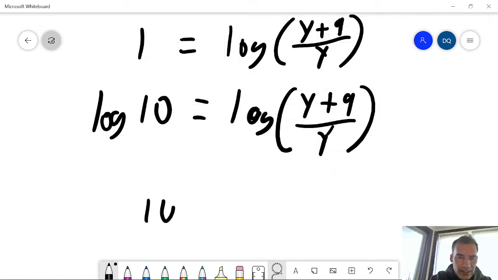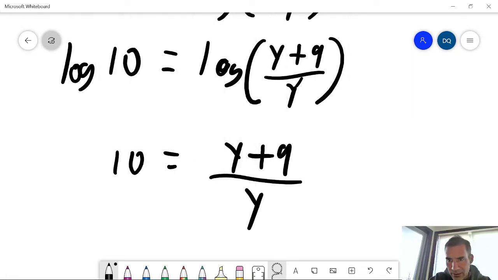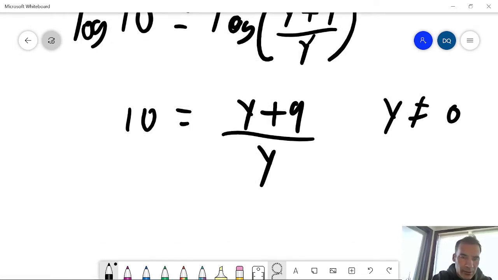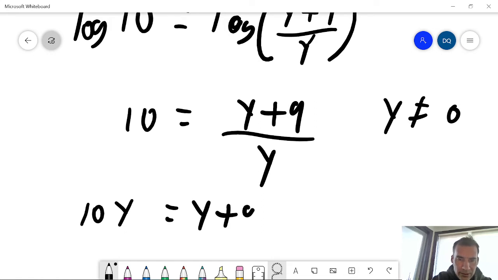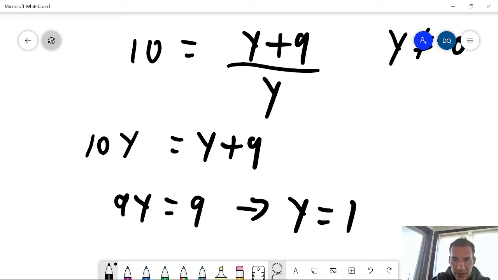So that means that 10 is equal to y plus 9 over y, as long as y is not 0. Going to multiply both sides by y, so I've got 10y equals y plus 9. And if I subtract y from both sides, 9y equals 9, which implies that y is equal to 1.